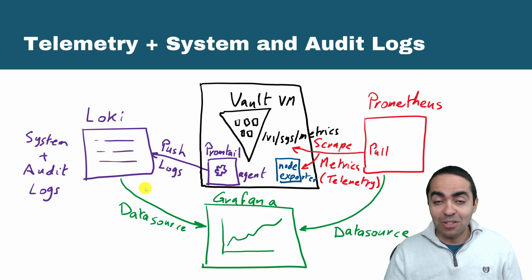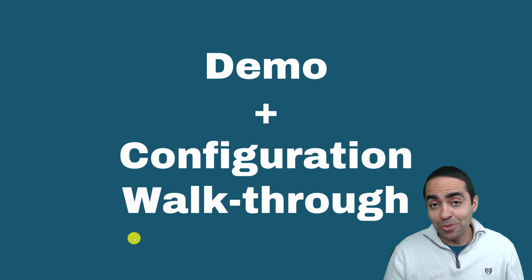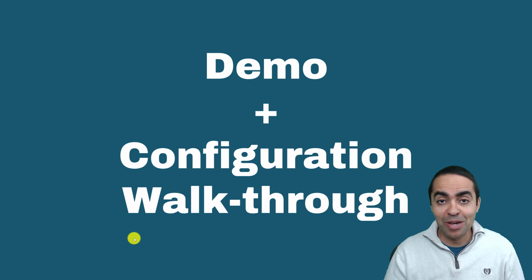And the final piece of the puzzle is the presentation layer, or the front end. And we use Grafana for that. So we'll have two data sources. In this case, Prometheus is one and Loki is the other one. And everything will get sent over to Grafana, which again is the front end where you'll see all those metrics and logs in one place. So that's pretty much it from a high-level overview. Now let's jump into the demo and see how everything works.